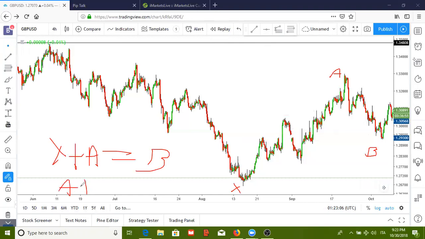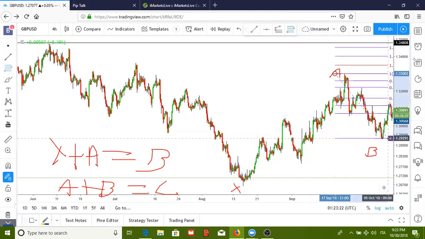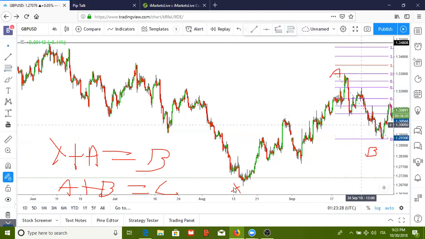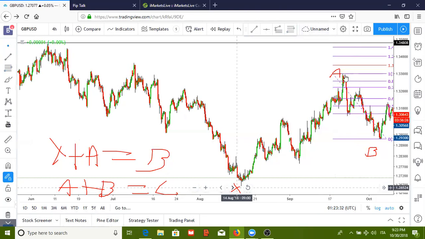A plus B equals C. So now what I want to do is take my fib from my A leg all the way down to where my B leg completed, which is right here so far that I know of, because I can't see the future. I'm looking for price to give me that 50% touch minimum. So let's see what happens.